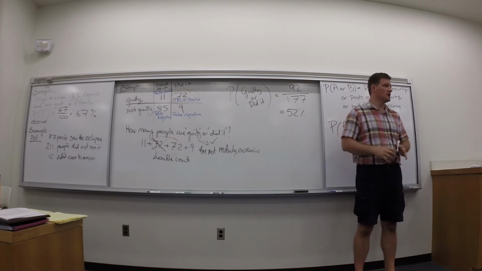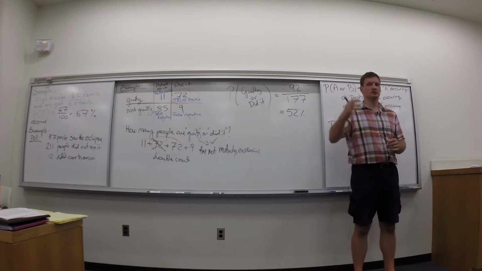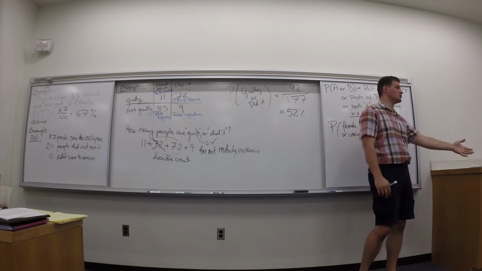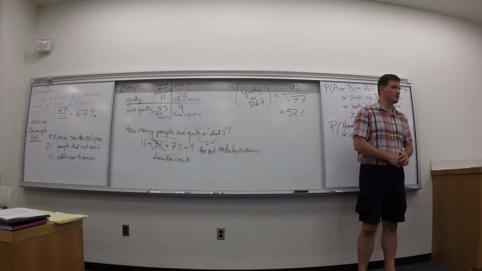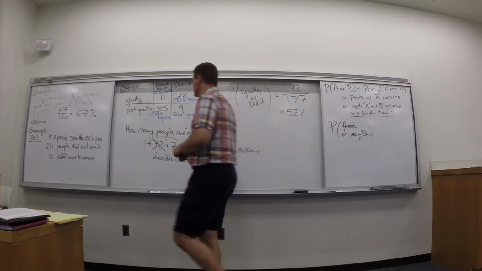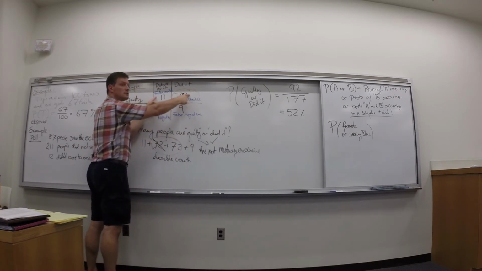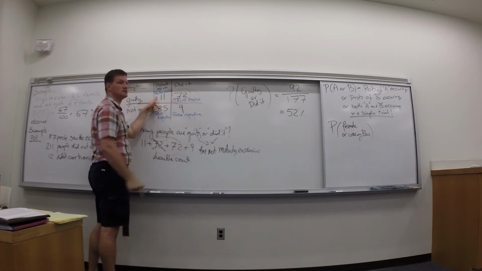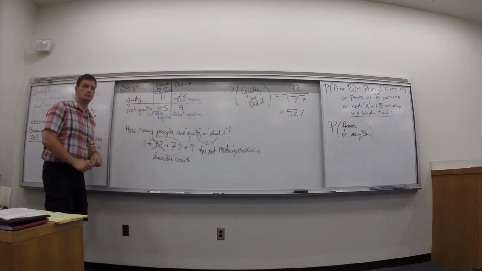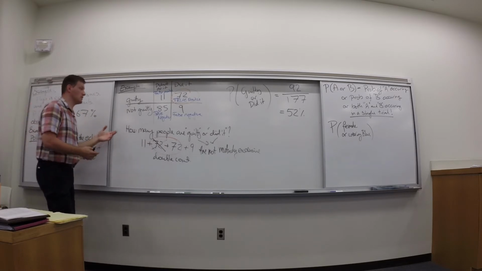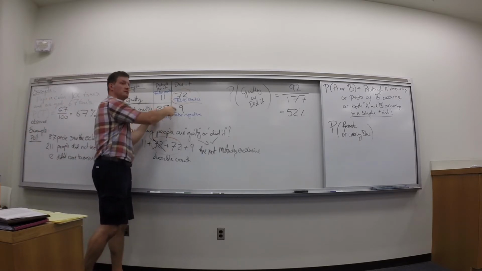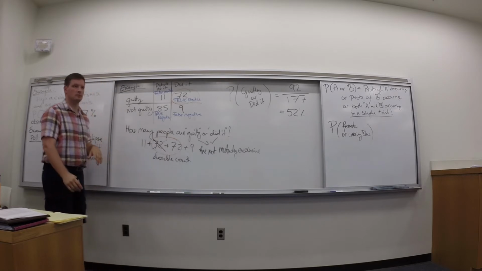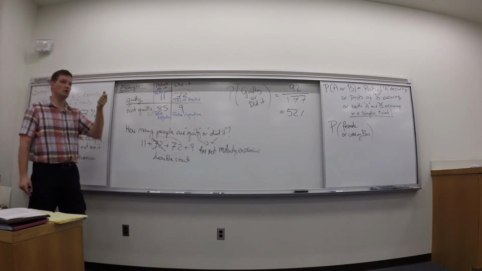Right? If you're saying, hey, I'm going to pick somebody who's guilty first and I'm going to pick somebody who's not guilty later, that's a different story. If you want to pick somebody who's just guilty, that's 83 out of 177. If I want to pick somebody who's not guilty, that's 94 out of 177. But here I'm picking one or the other.